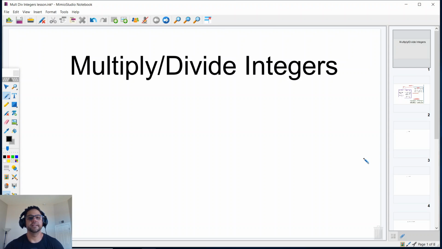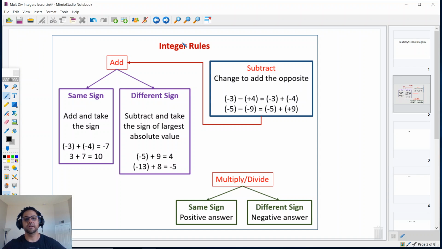All right, welcome back. Today we're going to be looking at multiplying and dividing integers. And actually, it's a little bit easier on the multiplying and dividing side compared to the adding and subtracting. So looking at our integer rules chart here, again, recently we just talked about same sign. All we had to do is add the two numbers and take the same sign that they have in common.